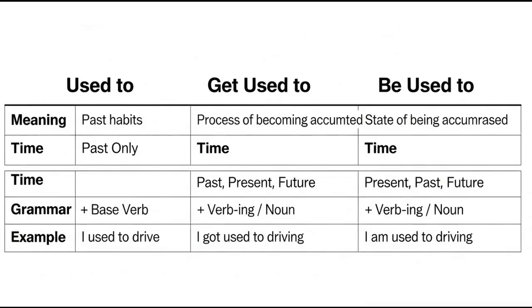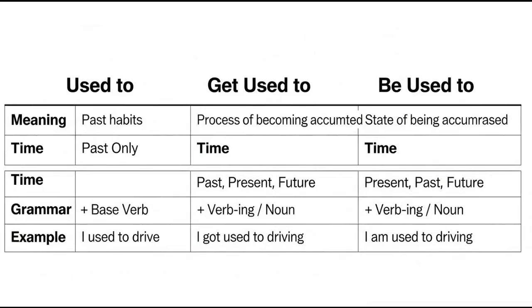So here is the math formula. So actually, I'm going to add the word get here. Get used to plus verb ing. Okay, so that's how these are different. In this case, verb with ing is what comes after get used to. So now we are going to find out about be used to.